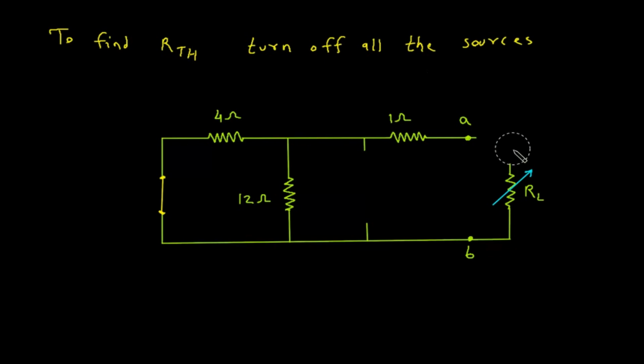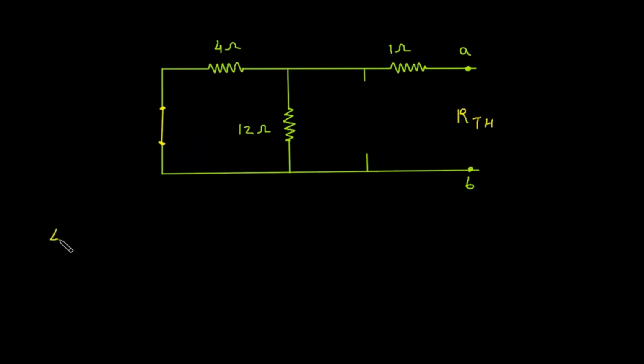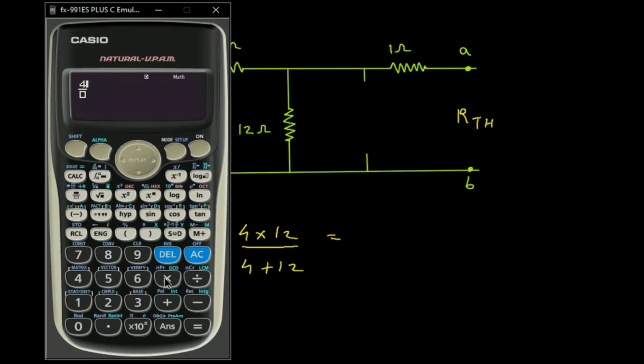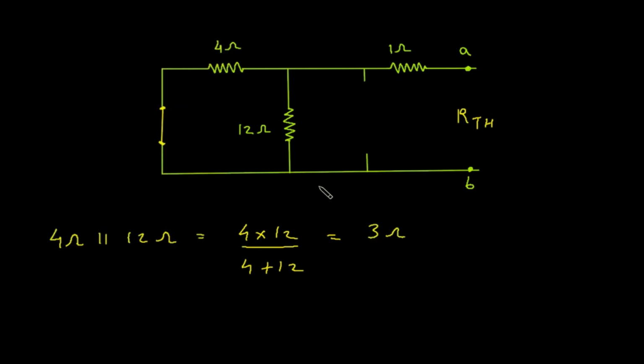And here, in place of RL, this will be RTH. So this will be 4 ohm parallel with 12 ohm. 4 into 12 by 4 plus 12. This will be 3 ohm.